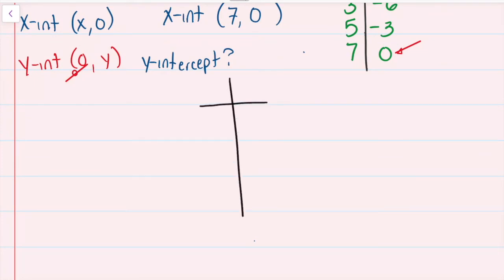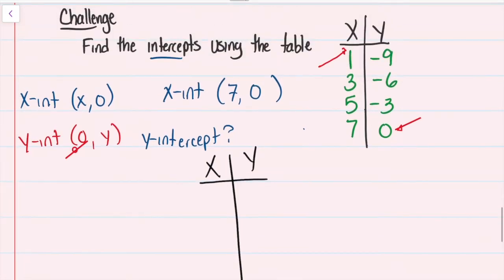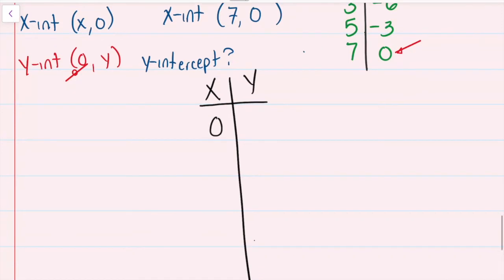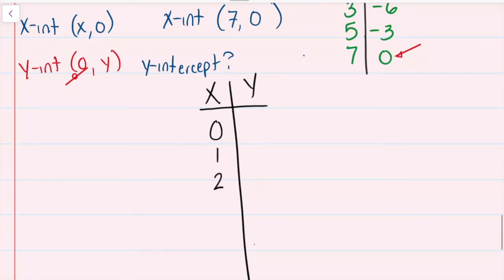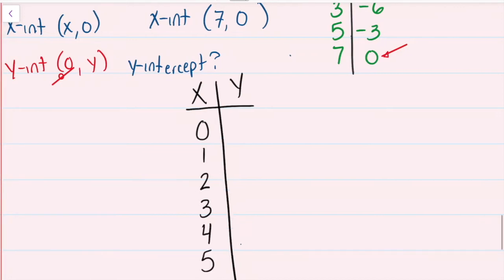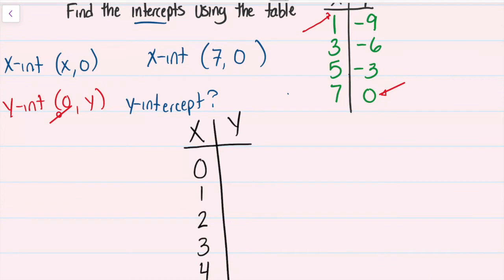Let's go ahead and set up a table here. X and Y. We wanted it at 0, so let's start at 0. Let's go 1, 2, 3, and let's go 4 and 5. Well, what about we fill up the numbers we do know? At 1, we have a -9. No, I'm sorry. At 3, we have a -6. And at 5, we have a -3.